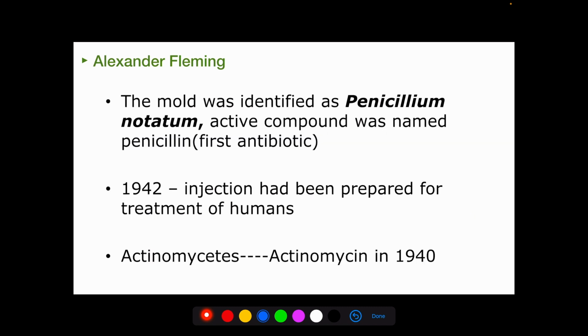So he identified the mold as Penicillium notatum, and this later became known as penicillin, and it was the first antibiotic that was made. Now, in 1942, injections of the penicillin had been prepared, and it was used for treatment in humans. Then later on, we had actinomycin also being produced.